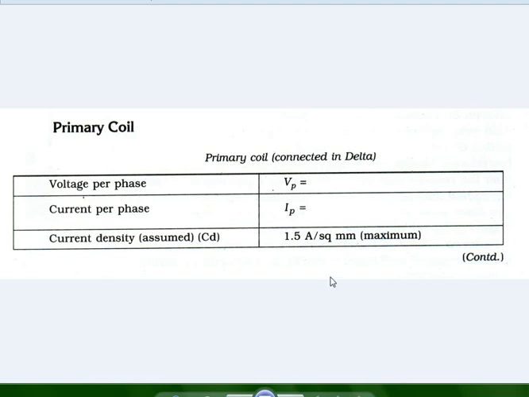What is the voltage per phase? Please do it on your copies. I am not going to do this one over here. I will see later if I can try, but just for now, please do it on your copies. Voltage per phase over here.